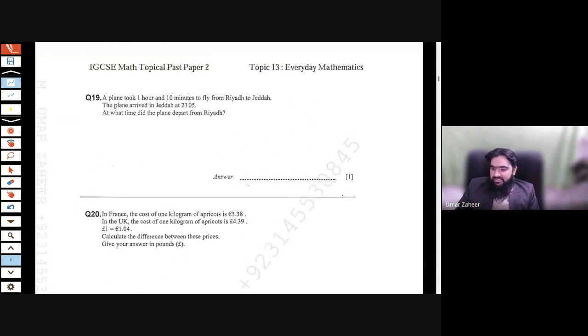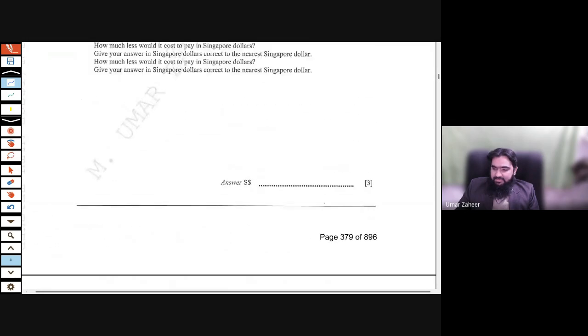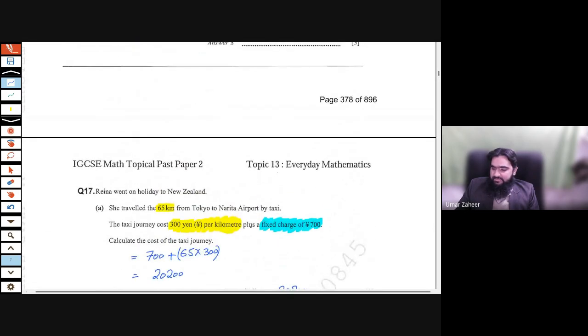So you have time until the next class. You have to complete this worksheet, and if you have any query about it, you have to ask before the next class, not in the class. All right.